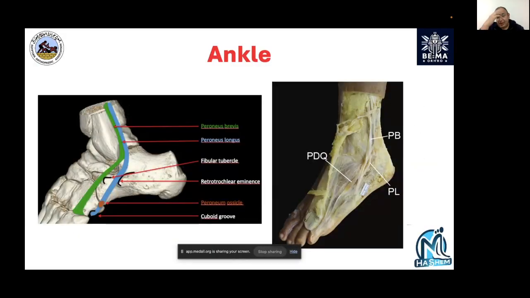لما نيجي ل ده شكل زي ما قلت لحضرتك، ده الفيبرال تيوبركل او البرنيال تيوبركل بنسميه. فوق البرنيال تيوبركل البرنيس بريفيس، تحت البرنيال تيوبركل البرنيس لونجس.